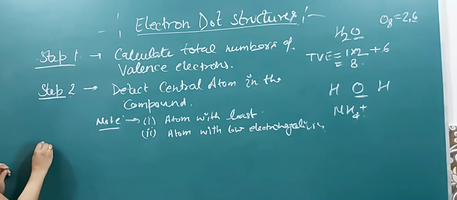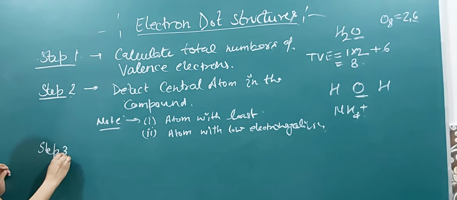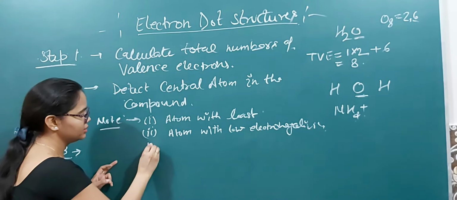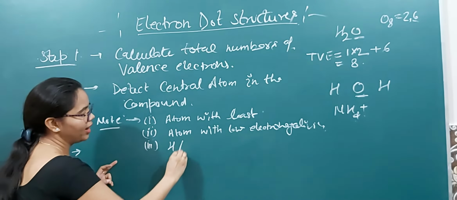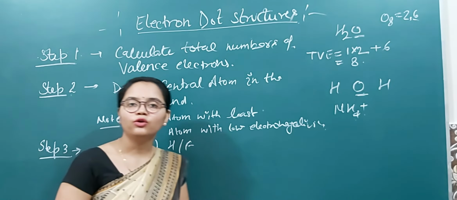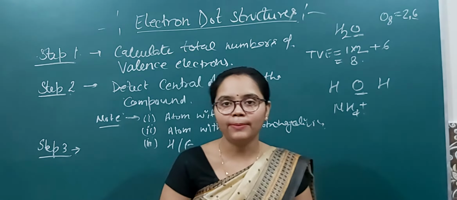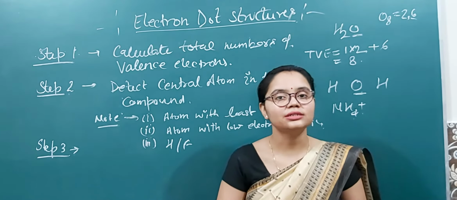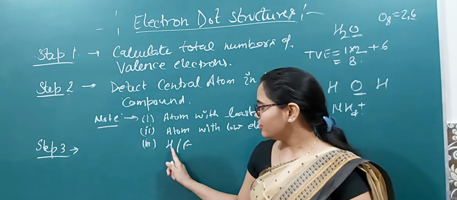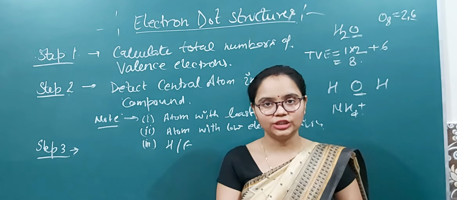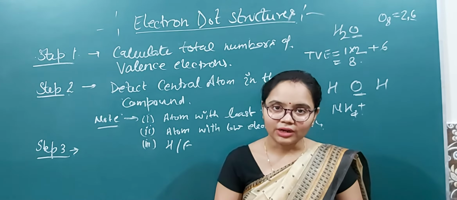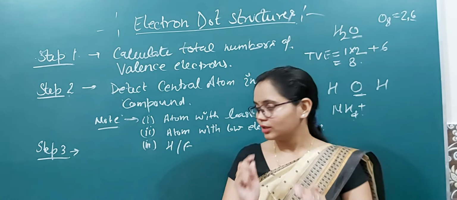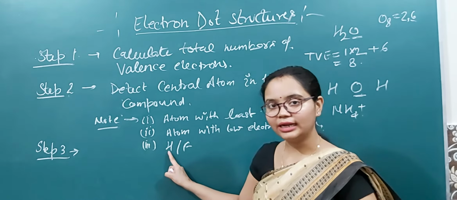Now we'll talk about the third step. Before the third step, one more point is here. If hydrogen and fluorine are present in your compound, remember that hydrogen and fluorine can never be the central atom. Because, as we know, hydrogen has only one valence shell, so it cannot hold the surrounding atoms. That is the reason it cannot be the central atom.